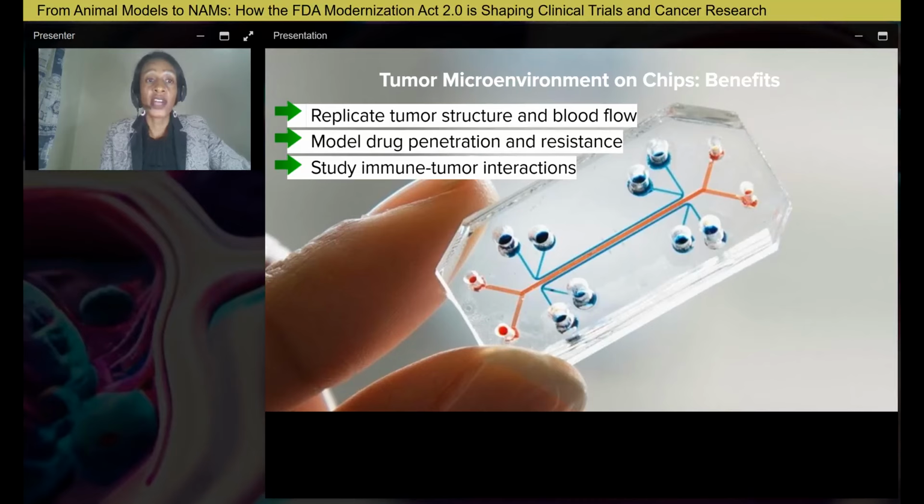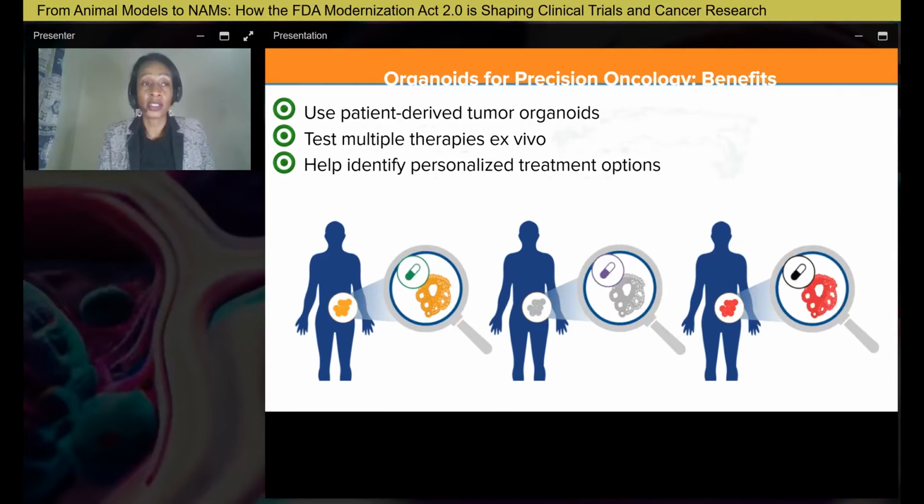So this creates a realistic model to study drug penetration, that is how drugs penetrate the tumor and how resistance mechanisms develop over time. You should be aware that drug resistance is one of the primary reasons why anti-cancer treatments fail. This model also allows researchers to study immune-tumor interactions.